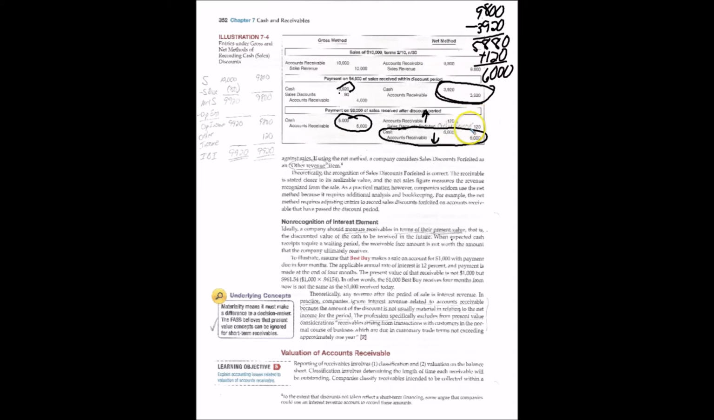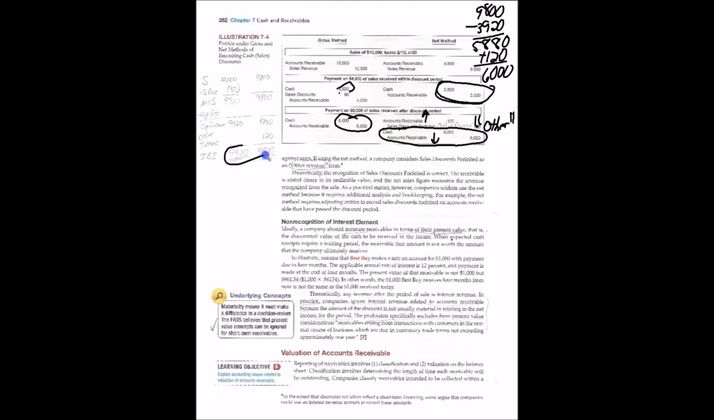The other thing is this $120, the sales discount forfeited. And I want you to understand that's really other revenue. That's going to get reported as other revenue, in another section of the income statement. So we have net sales. It would go all the way through operating income. And then we'll have this $120, and it's considered other revenue.